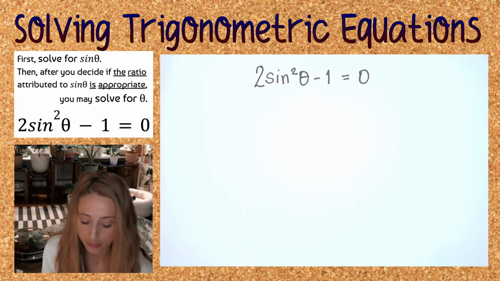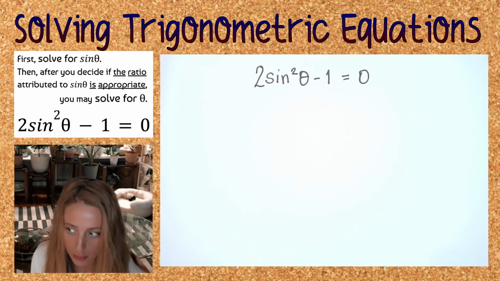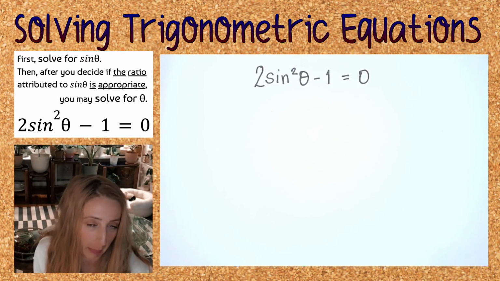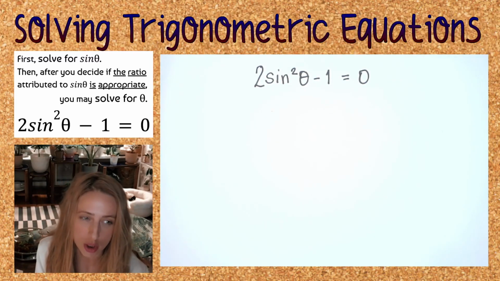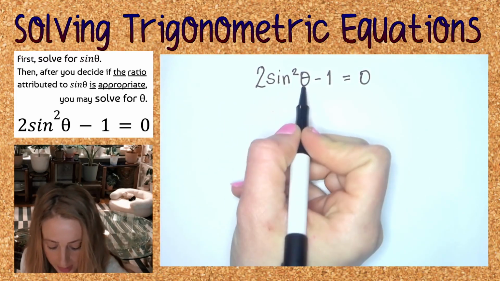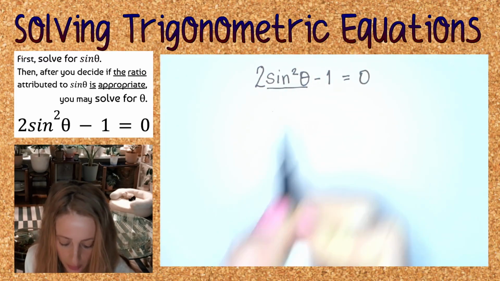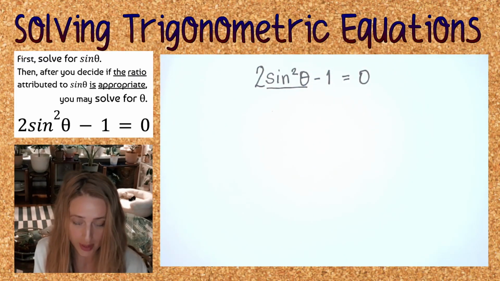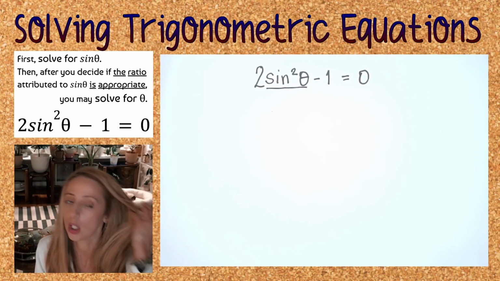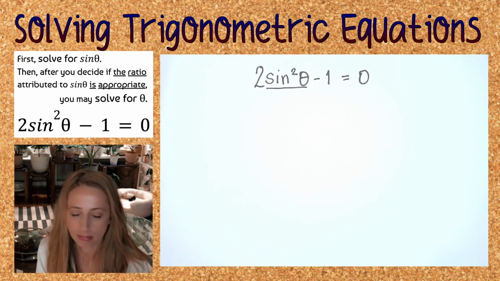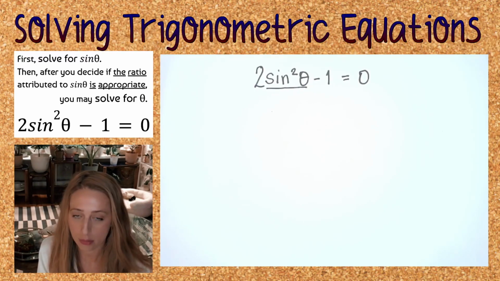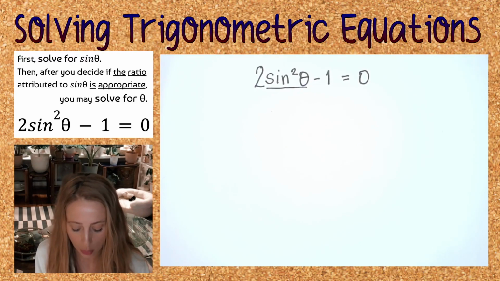Option number 1, which I think is going to be the go-to method for most people, maybe not my favorite, but it gets the job done, is to solve by taking square roots. So what does that mean? You want to isolate sine squared theta first. After you isolate sine squared theta, you're going to take the square root of both sides. Don't forget the plus minus. And then make sure you rationalize your denominators, and we'll go from there.